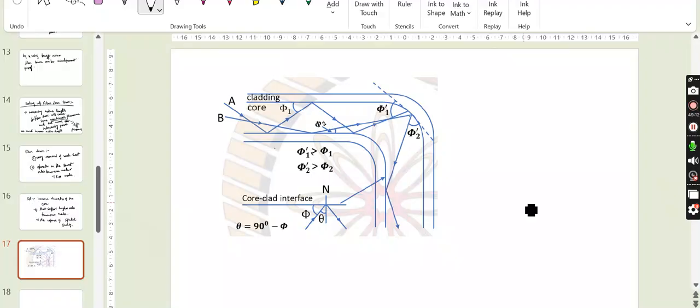And wave B travels with a smaller angle than phi 1, so phi 2. So phi 2 is smaller than phi 1. Both these rays travel down the fiber, and as the fiber bends, they respectively now intersect the interface at angles phi 1 dash and phi 2 dash, which is again greater than phi 1 and phi 2.